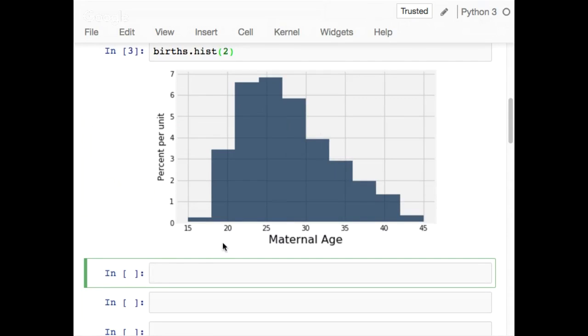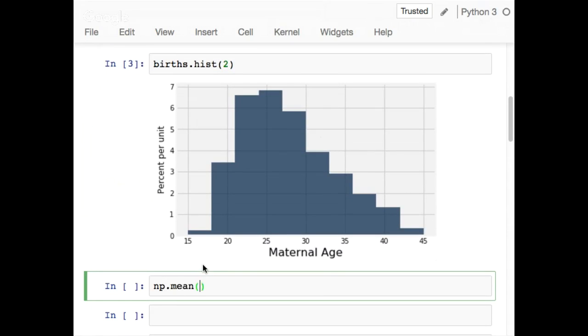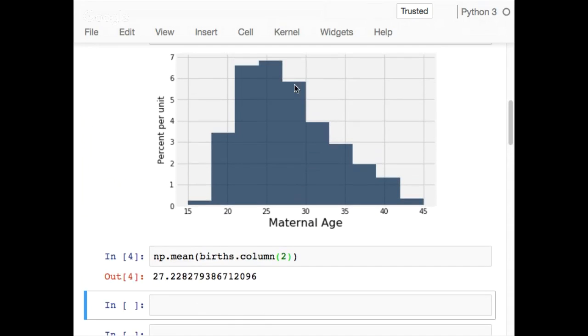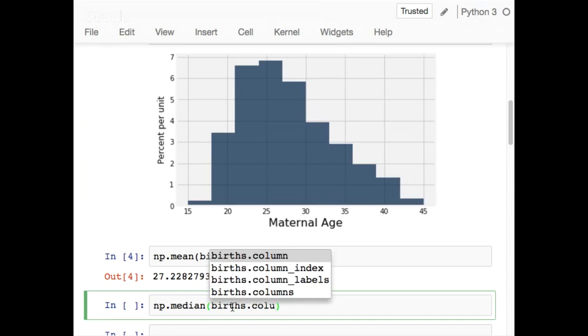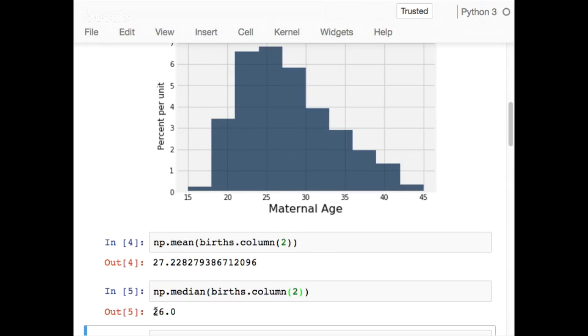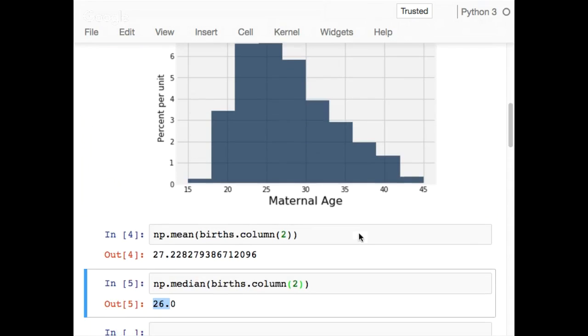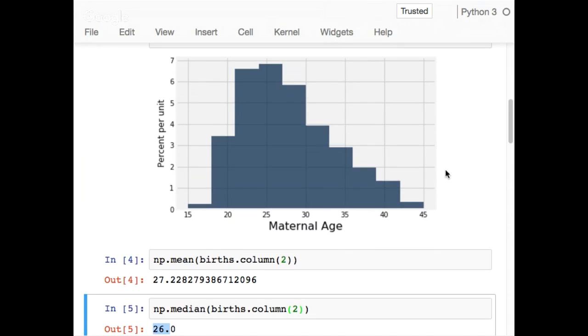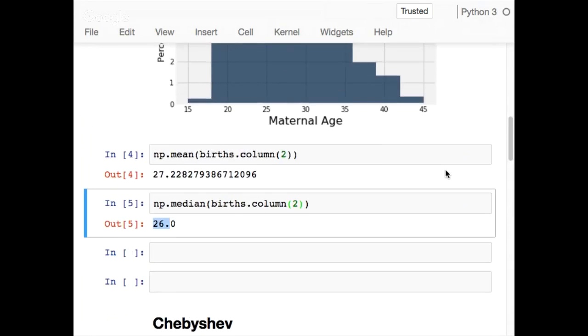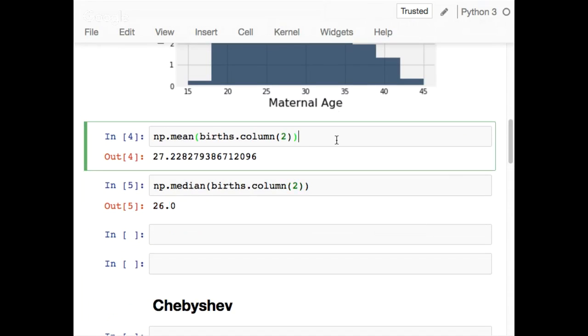Let's take a look. I can take np.mean. It's around 27, which is around here. And the median is 26, which is pretty close, but a little bit over to the left. Again, you're never going to find them exactly equal unless your data are perfectly symmetric. In this case, the mean is a little bit bigger than the median because of this tail here. Okay, cool. So I'm going to save these values.